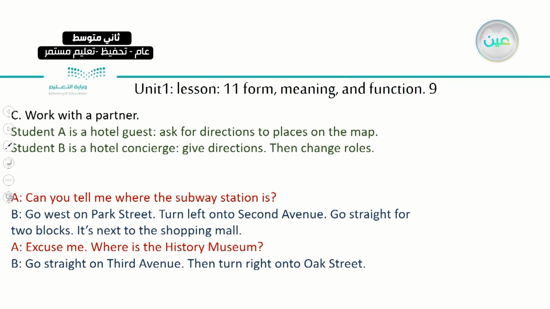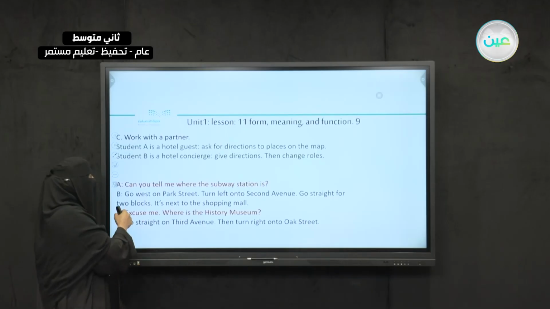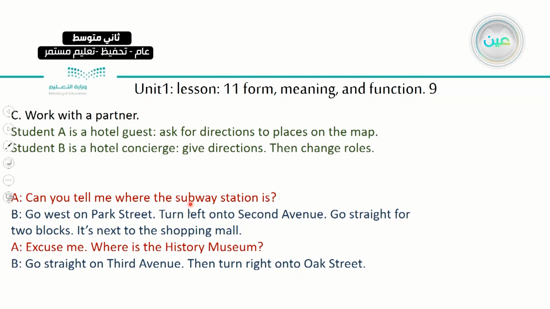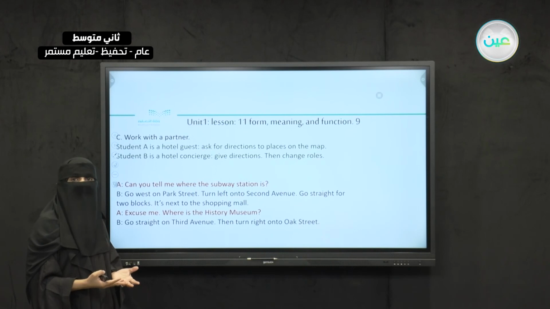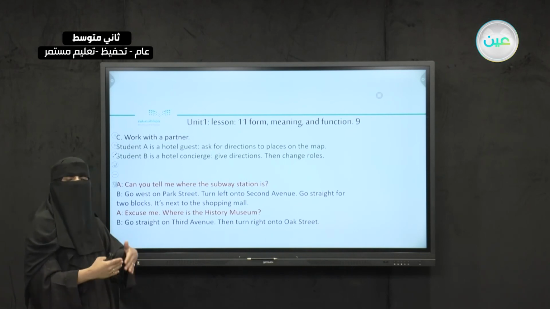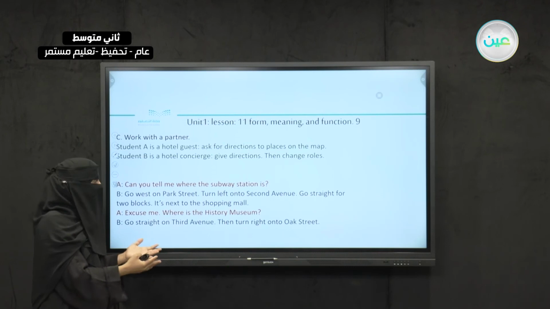This is a sample of a conversation. I'm sure you're going to do much, much better than this one. This is just to show you how to ask and how to answer. Can you tell me where the subway station is? This is a question Student A asked. Go west on Park Street, turn left into 2nd Avenue, go straight for 2 blocks. It's next to the shopping mall. This is really thorough and a great way to give directions. Turn right, left, it's across from, take 1 block.